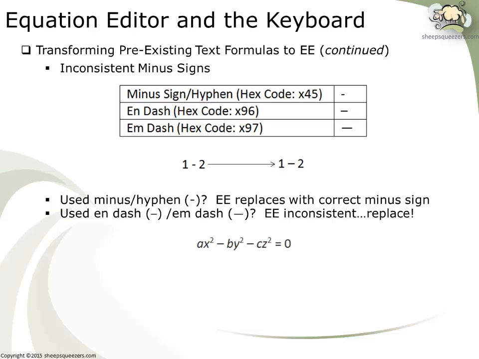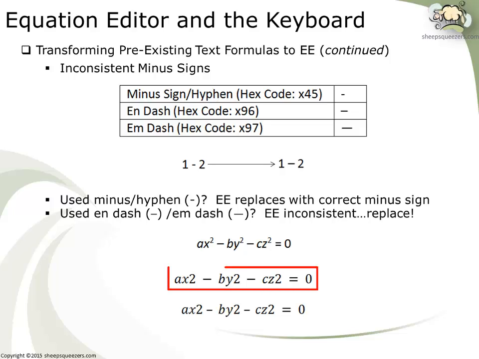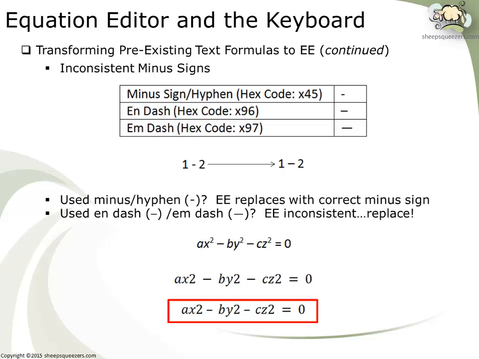So you want to kind of go in and, for example, here's an equation basically using the keyboard, ax squared, and all those squares are superscripts. And you'll notice that I've done it two different ways. For example, the first row is the correct one. The second row is the incorrect one. So you want to go back in and replace all those dashes, those supposed minus signs, with the correct equation editor minus sign. Otherwise, the minus signs will be inconsistent when you print them off.